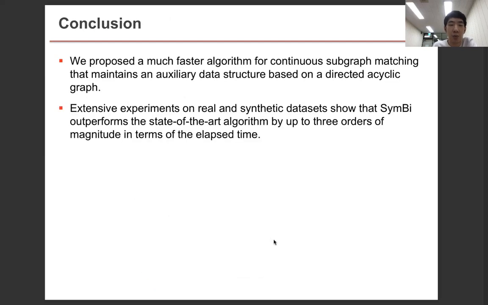To summarize, we proposed a much faster algorithm for continuous subgraph matching based on the DAG of the query graph. And please refer to our paper for other experimental results.